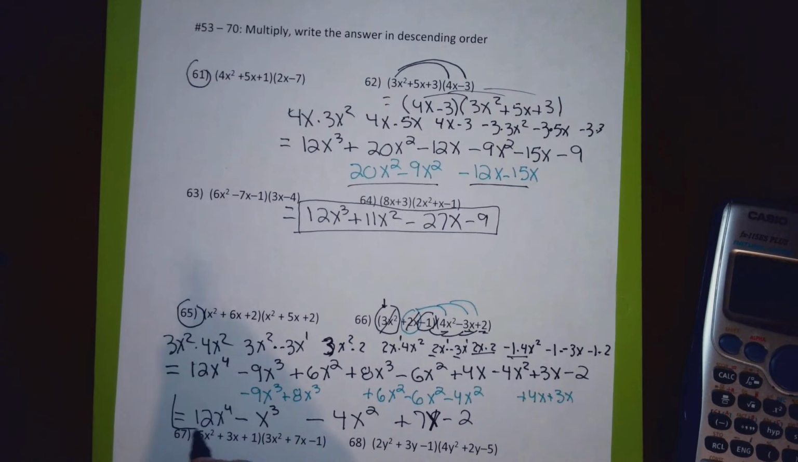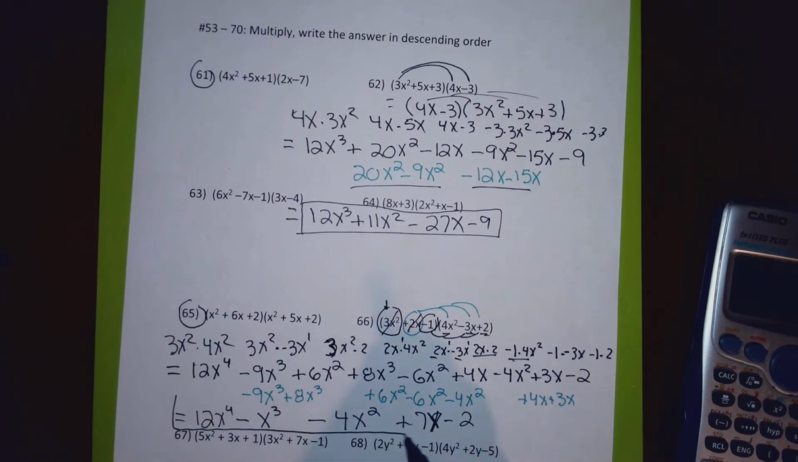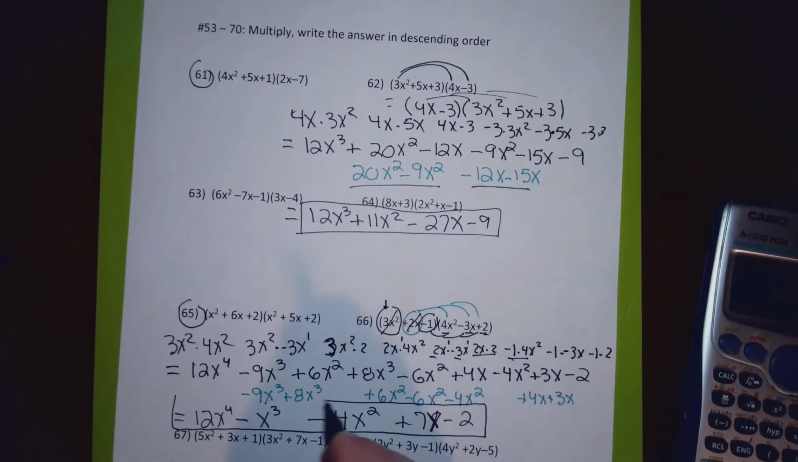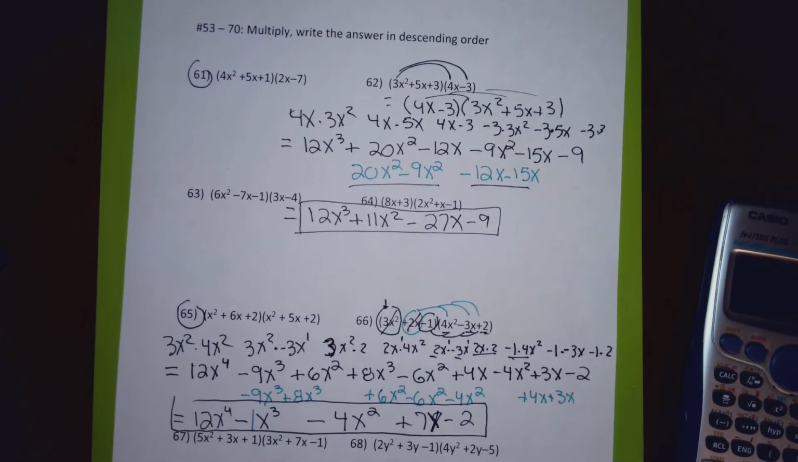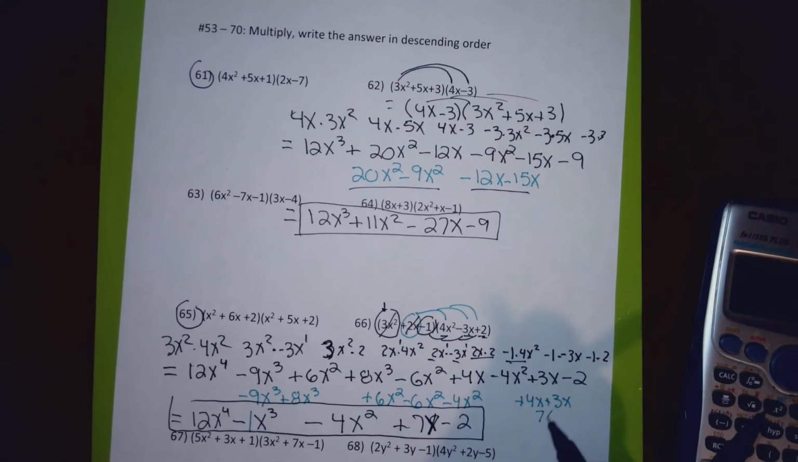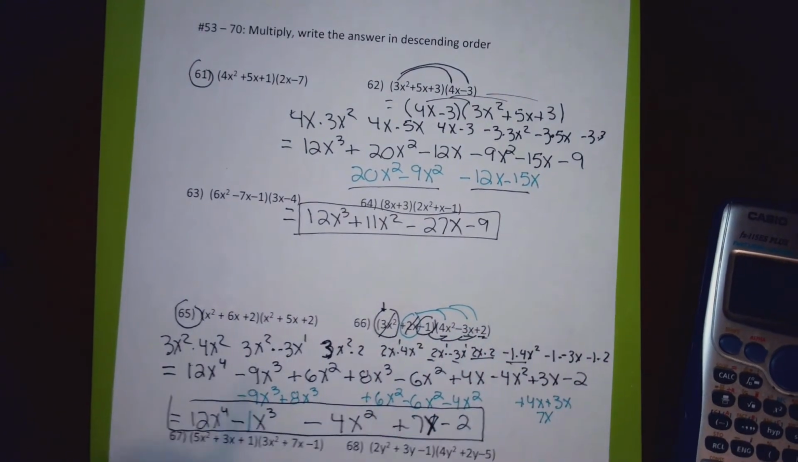So for an answer, 12x to the 4th minus x cubed. You can certainly have a 1 in front of that x cubed if you prefer. Then minus 4x squared plus 7x, not that that looks like a 7x, but that is 7x, and then minus 2.